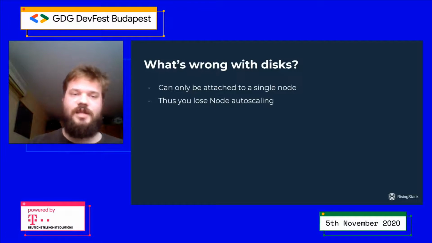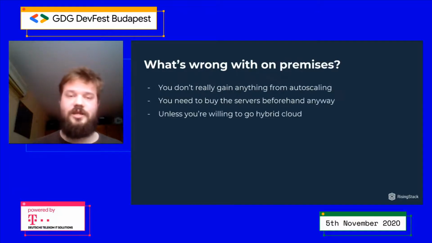Now, I promised we're going to talk about disks and state. What is the problem with that? Basically, one disk can only be attached to a single node. So all the services need to reside on that one node, and thus you lose node autoscaling, which, as I mentioned, is one of the biggest selling points of Kubernetes.